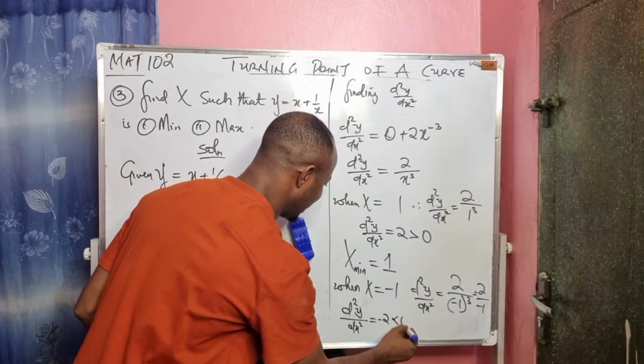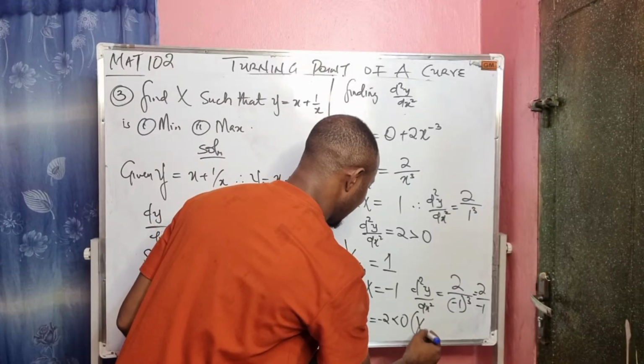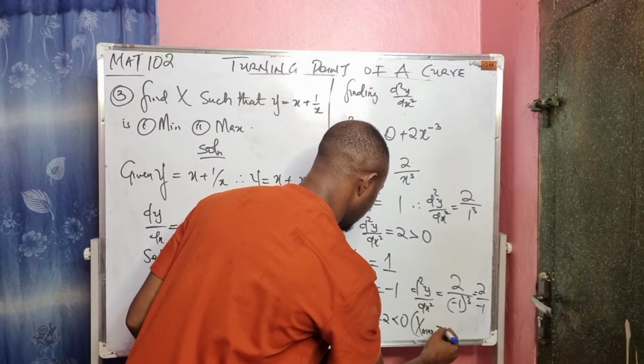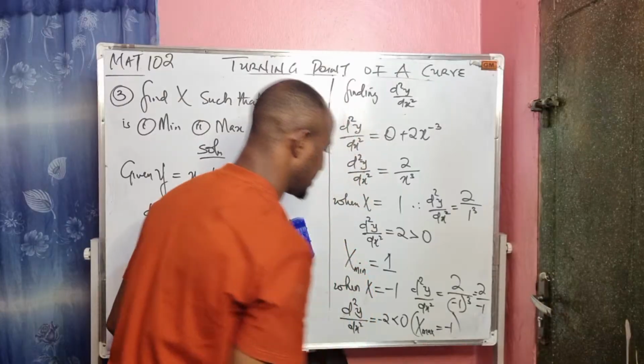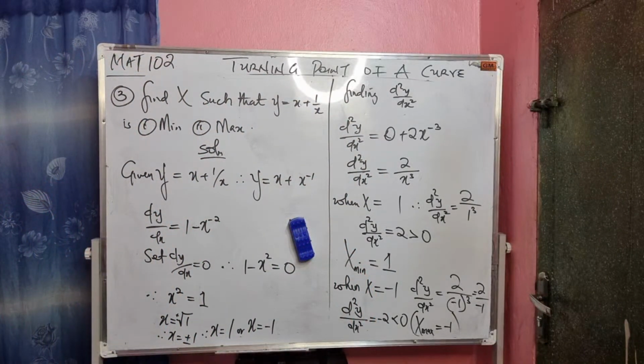And minus 2 is less than what? 0. So what does that imply? It implies that x maximum is equal to minus 1. X maximum is equal to minus 1. So take note of that. X maximum is equal to minus 1.